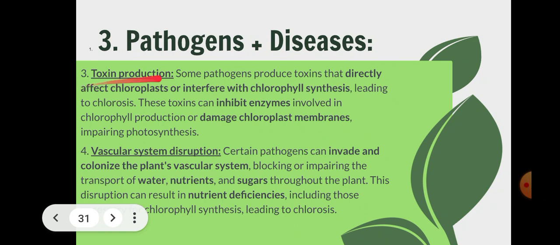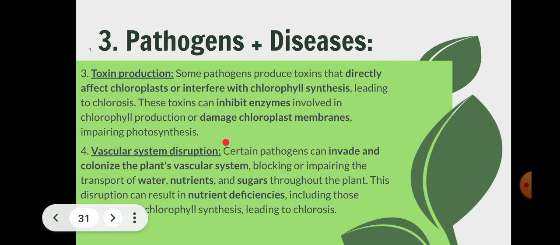The third one is toxin production. Some pathogens produce toxins that directly affect chloroplasts or interfere with chlorophyll synthesis, leading to chlorosis. These toxins can inhibit enzymes involved in chlorophyll production or damage chloroplast membranes, which can therefore impair photosynthesis.